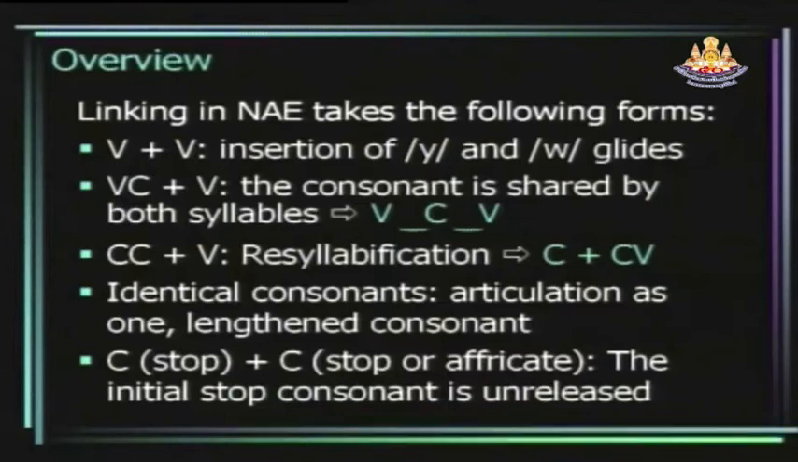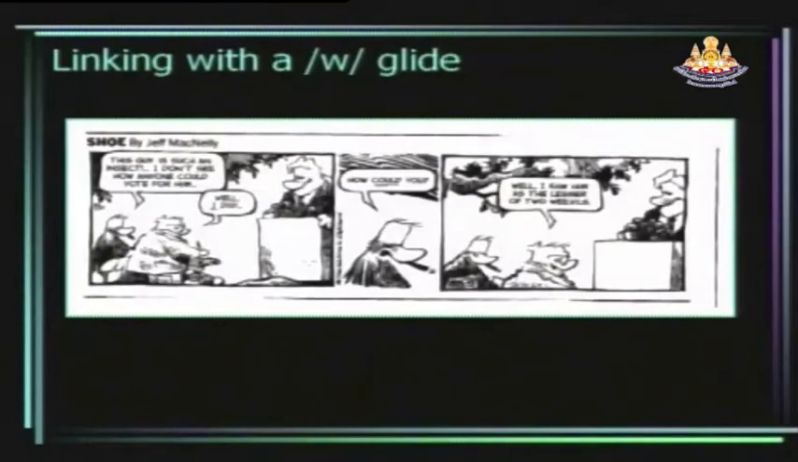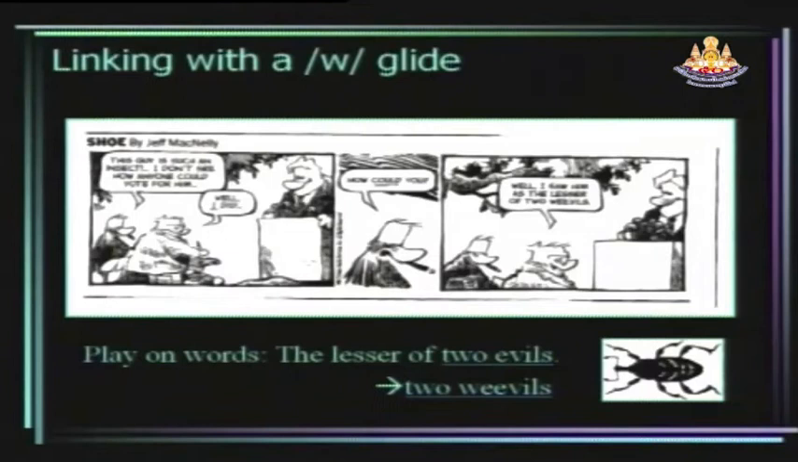Okay, so we're going to start with rule number 1, the linking with Y or W glides. Here's an example again from a cartoon. We have the politician, very timely with our recent election, and the people are saying, I don't believe this politician is very honest, right? So the first man says, this guy is such an insect. I don't see how anyone could vote for him. And the other man says, well, I did. How could you? Well, I saw him as the lesser of two weevils.